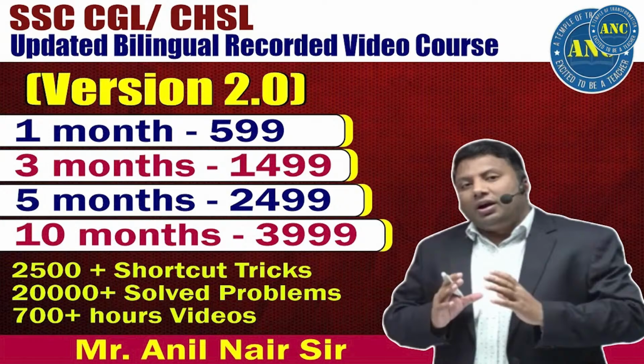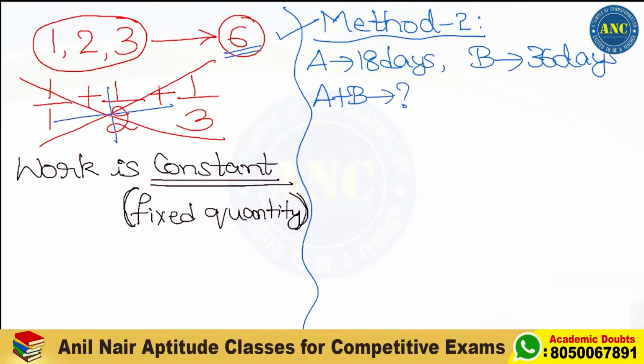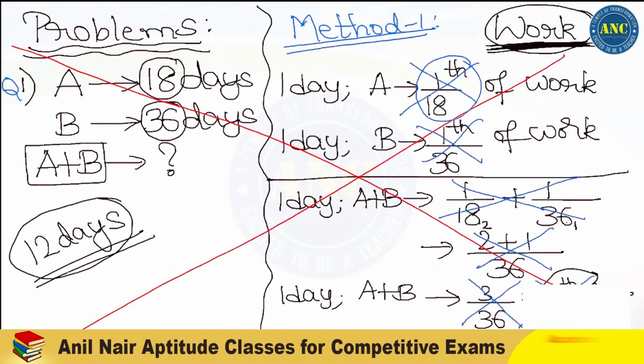Because work is considered as a fixed quantity, you can fix whichever number you like. If you like a number called 7, you can fix it as 7. If you like 11, you can fix it as 11. If you like your date of birth, or your mobile number, please fix that. Any number you fix initially, you will ultimately end up with the same answer of 12 days for this question.